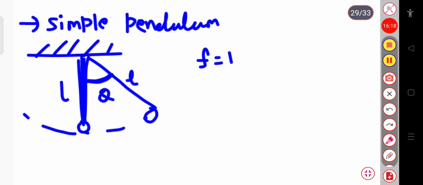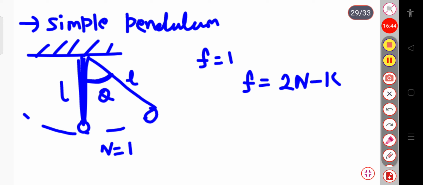But if I calculate mathematically, if I write the formula, here you can see there are 2 coordinates, L and theta. In general, this is not degrees of freedom actually, you can see there are 2 coordinates to describe the system, that is L and theta. Then if I calculate f, the degrees of freedom, equal to 2n minus k, here n equal to 1. Here it is 1 particle.